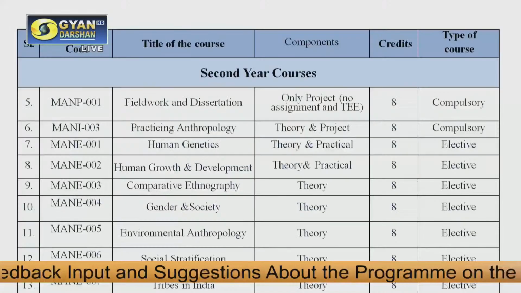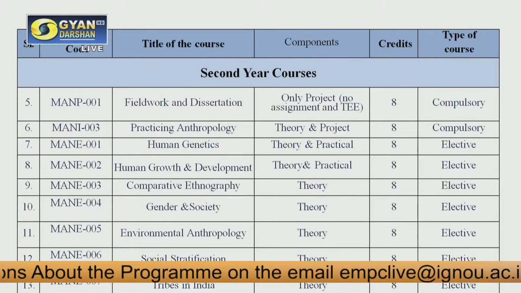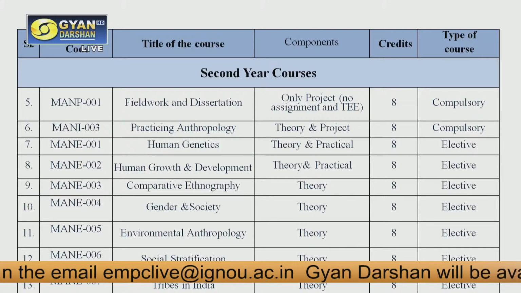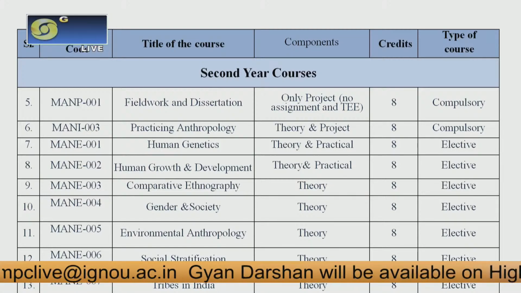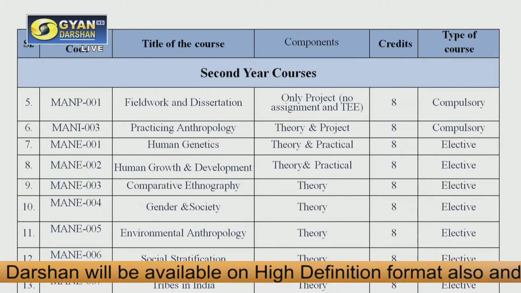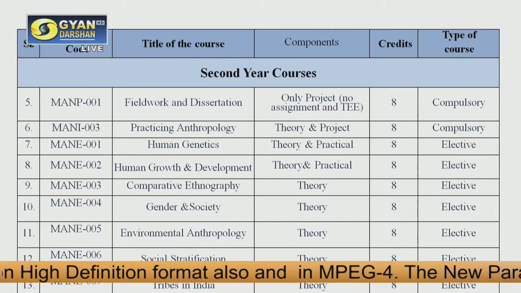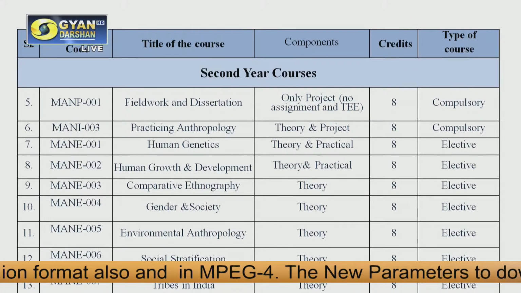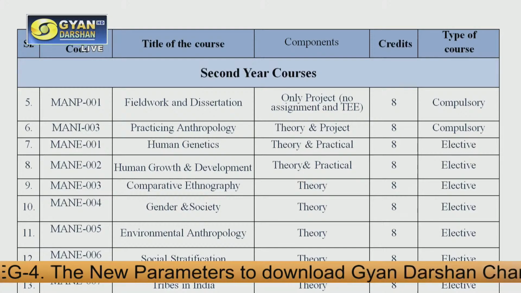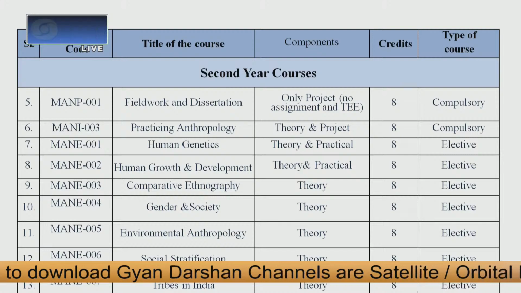Then coming to the second year. In the second year, we have two compulsory courses. Each course is of 8 credits. The first course, Fieldwork and Dissertation, has only project component. It doesn't have assignment and it doesn't have any term-end examination. The next course, Practicing Anthropology, has theory and project.